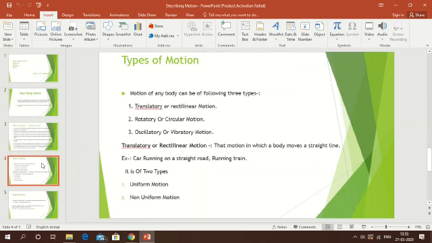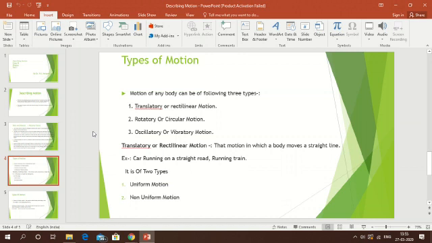Remember, motion is a combined property of the object under study and the observer. There is no meaning of rest or motion without the observer. In other words, you can say that nothing is in absolute rest or in absolute motion. Now, motion is of three types. The first is translatory or rectilinear motion. Another is rotatory or circular motion. The third is oscillatory or vibratory motion.